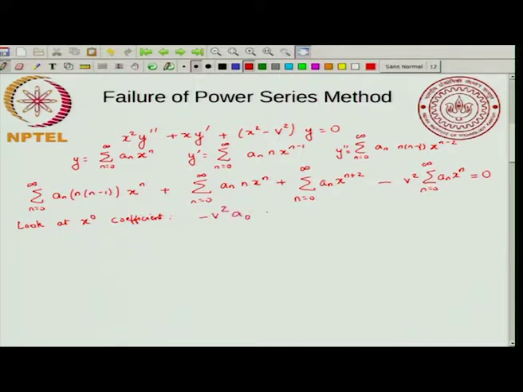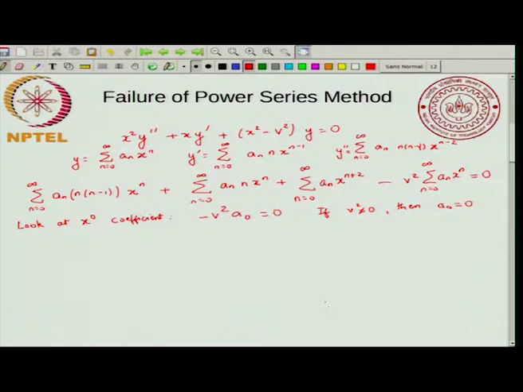a_0 equal to 0, and in general if v square is not equal to 0, then a_0 equal to 0. Even if v square equal to 0, then you do not get any equation for a_0. That is the point. The point is this equation does not give any coefficient of x raised to 0, but if v square equal to 0, then you get a_0 equal to 0.